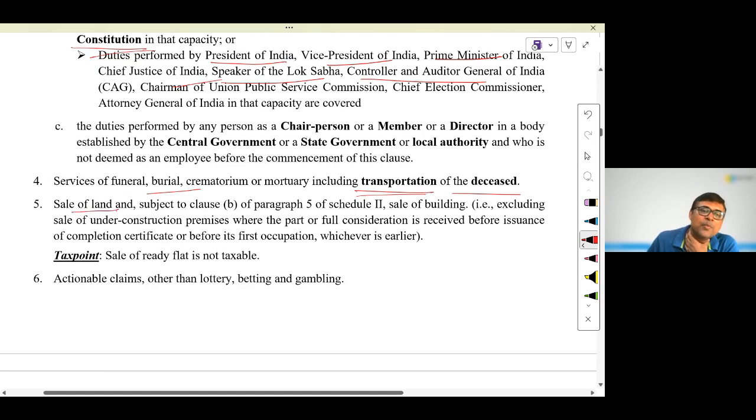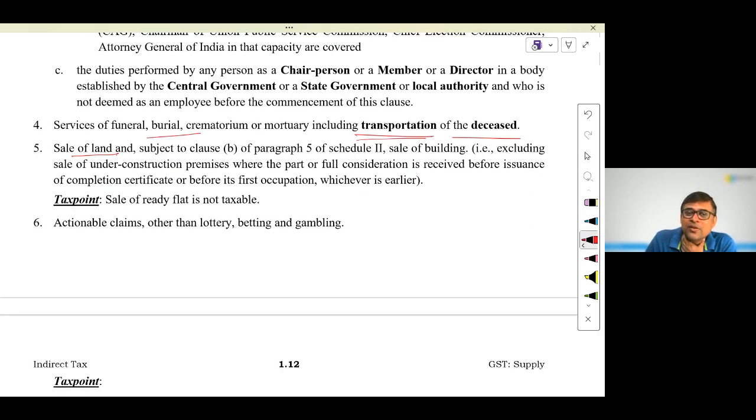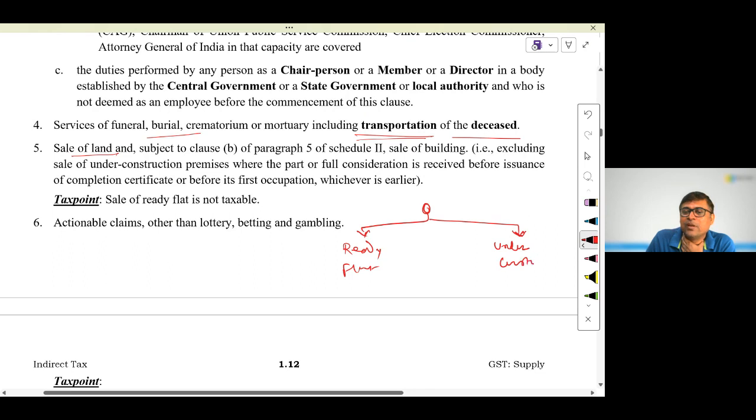Sale of land. This is an important one. Suppose I want to buy a flat. There are two possible situations: I may buy a ready flat, or I may buy an under construction flat. If I buy a ready flat, say the value of the flat is 1 crore, I go and pay 1 crore, and now I am the owner of this flat.